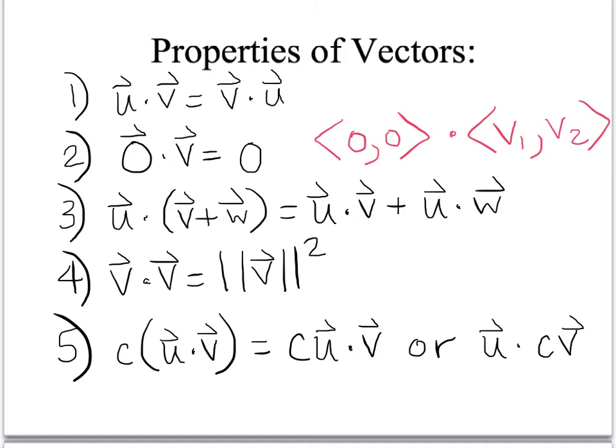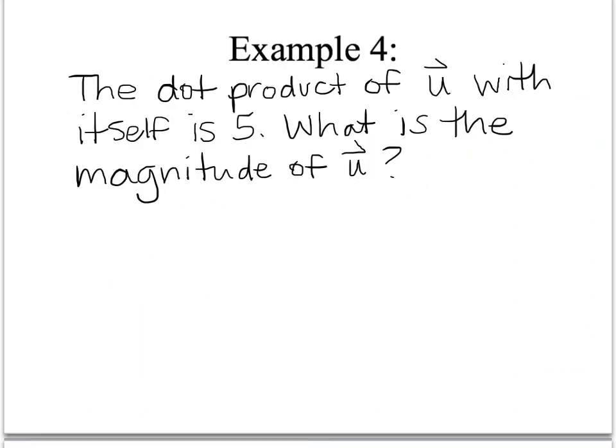Notice it's not distribution, it's not distributive, because I don't have a plus sign inside these parentheses. So I either multiply C times U or C times V and then do the dot product. You can also do the dot product first and then times the constant outside. Okay, so one example using the dot product properties says the dot product of U with itself is 5.